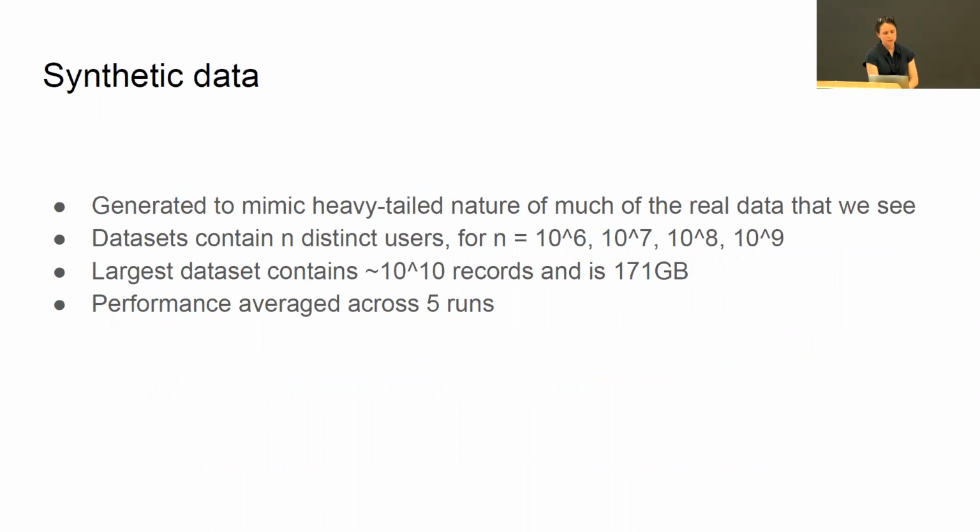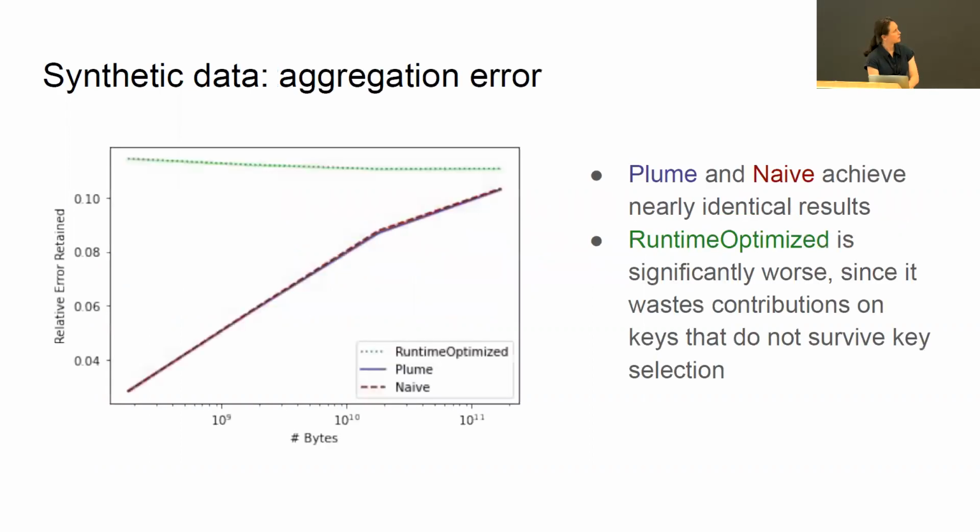I'll skip some details here, but we generate synthetic data. We try to mimic the heavy-tailed nature of real data. We build data sets that have 1 billion users, and the largest data set contains about 10 billion records. So let's take a look at an actual plot of aggregation error.